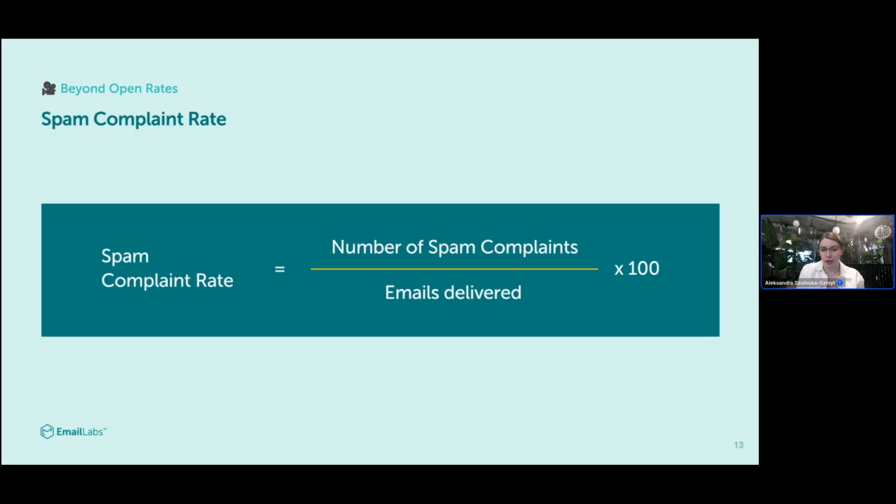Oh, and the spam complaint rate. If you use Yahoo Sender Hub or Google Postmaster, then the spam complaint rate is probably calculated for you in the system, and it's easier to track. But if you have the raw data about spam complaints, then you can always divide the number of spam complaints by all of the emails that were delivered, so the ones that received an OK status, then multiply it by 100 and get your spam complaint rate.